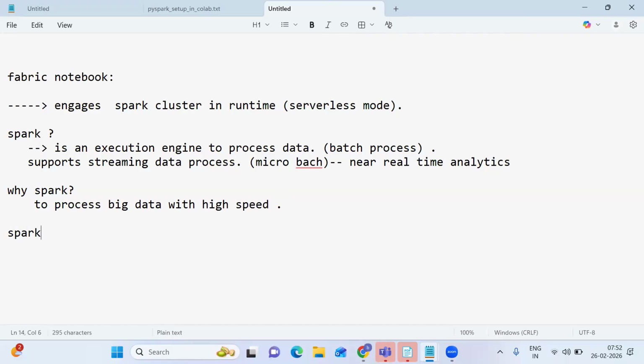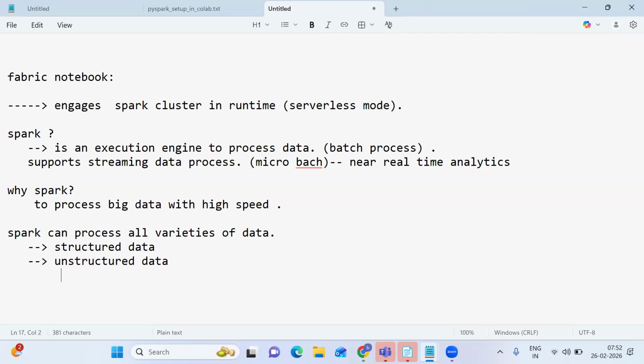Also, Spark can process all varieties of data. What are the different varieties? SQL can process structured data, but a lot of data is messy, unstructured, semi-structured, or nested semi-structured. In this way, complex data is involved. So there is structured data, unstructured data, and semi-structured data. You should know examples of these three categories.